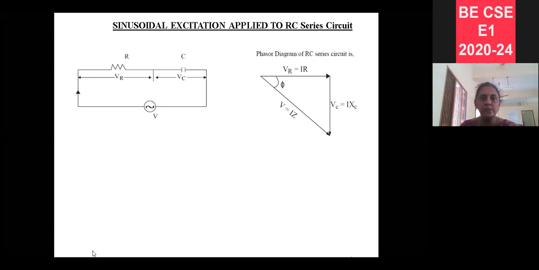In the RC series circuit, the resistance and capacitance are connected in series across a voltage supply, V equals Vm sin omega t. This is the voltage supply we are going to give. The voltage drop across the resistance we take as VR, and the voltage drop across the capacitance we take as VC. A uniform current I passes through the entire circuit.